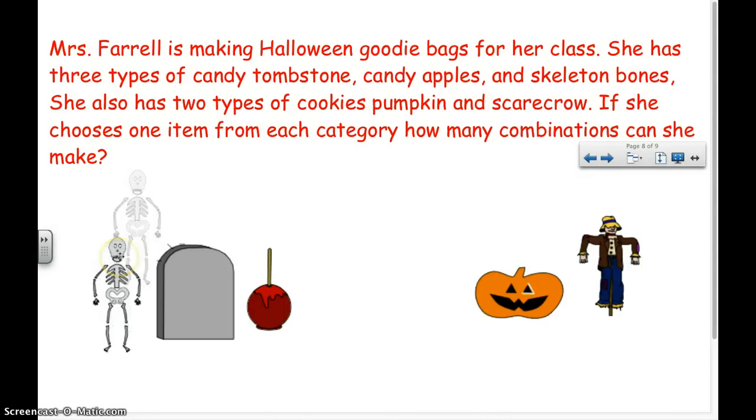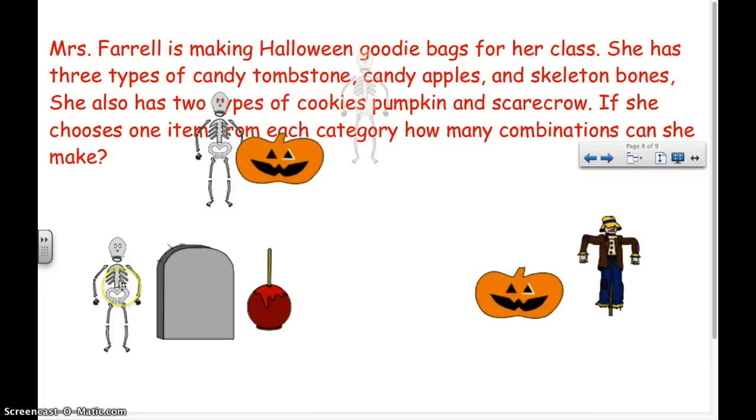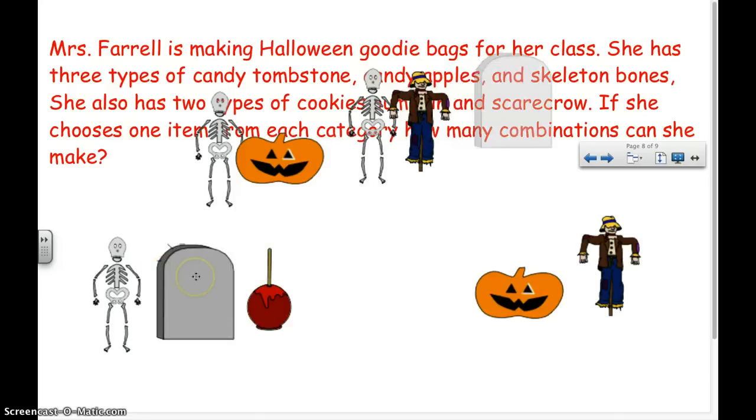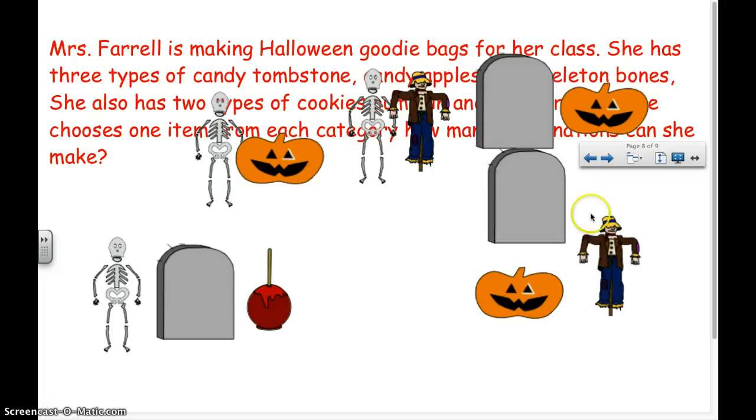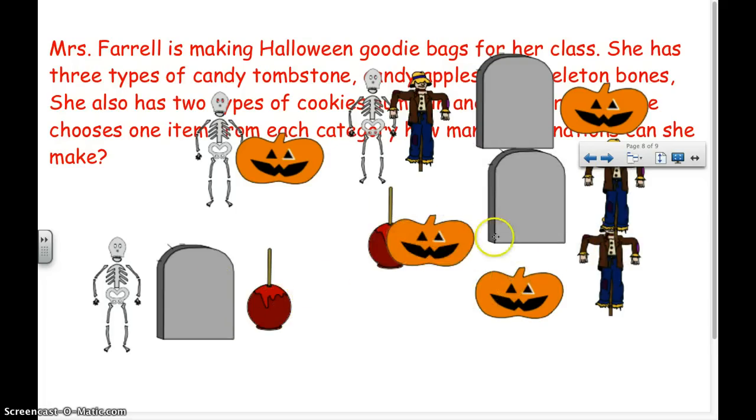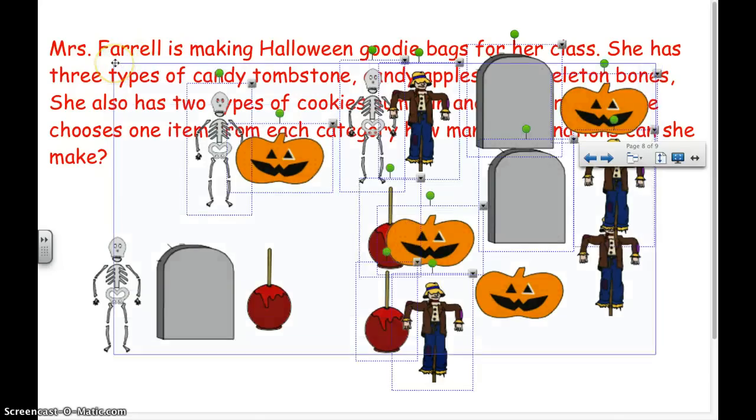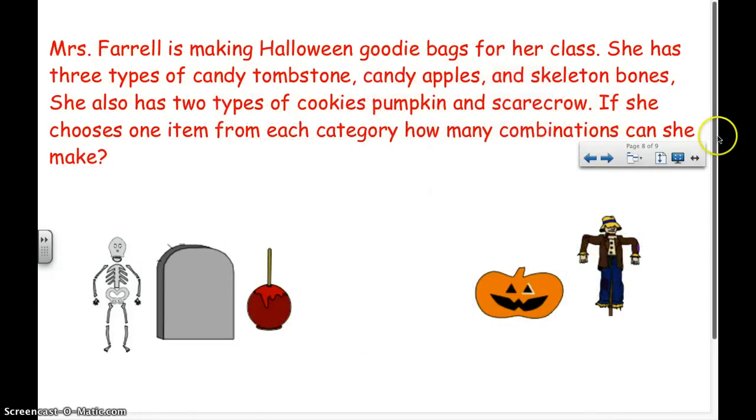So I could do this with that. There's one combination. This with this. There's another combination. This with the pumpkin. This with the scarecrow. Then I can do the apple with the pumpkin and the apple with the scarecrow. And then I could count. And I could say I have 1, 2, 3, 4, 5, 6 combinations. Or I can do it a whole lot faster.